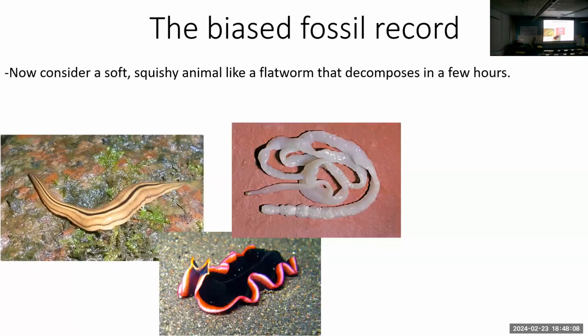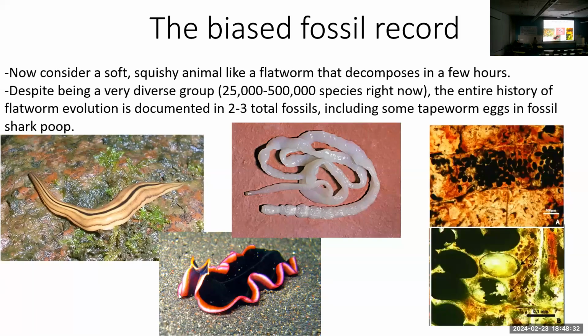But now let's consider a flatworm. So here are some soft, squishy flatworms. And when they die, they decompose in a few hours. Okay? So unless they go through a process that will preserve them in the few hours after they die, they're just going to turn into goop and disappear. So the probability that something like this will fossilize is much lower than something like a dinosaur.